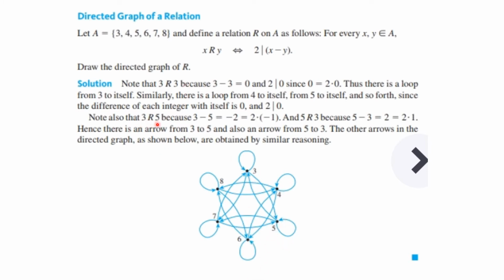Note that 3 is related to 5 because 3 minus 5 is equal to minus 2, and minus 2 is 2 times minus 1. And 5 is related to 3 because 5 minus 3 is 2, and 2 is 2 times 1. So we do have an arrow from 3 to 5, and we have an arrow from 5 to 3. And we can check that these other arrows are obtained by similar reasoning. And I could ask you this kind of thing, asking you to draw a graph and scan the PDF in and upload it.